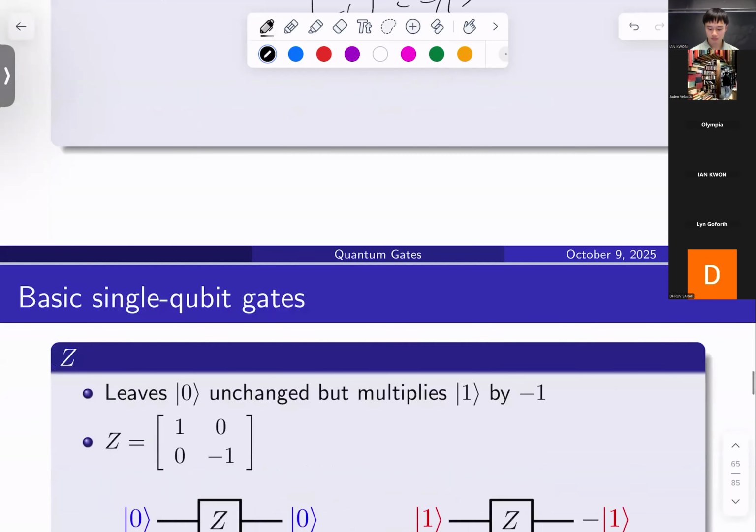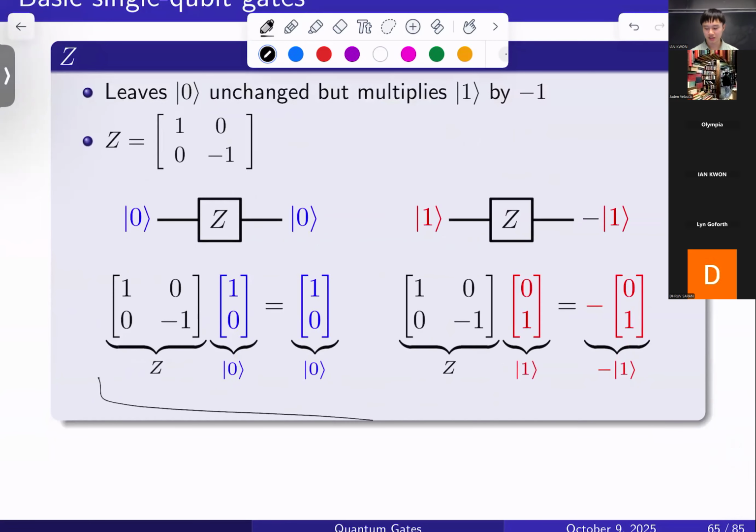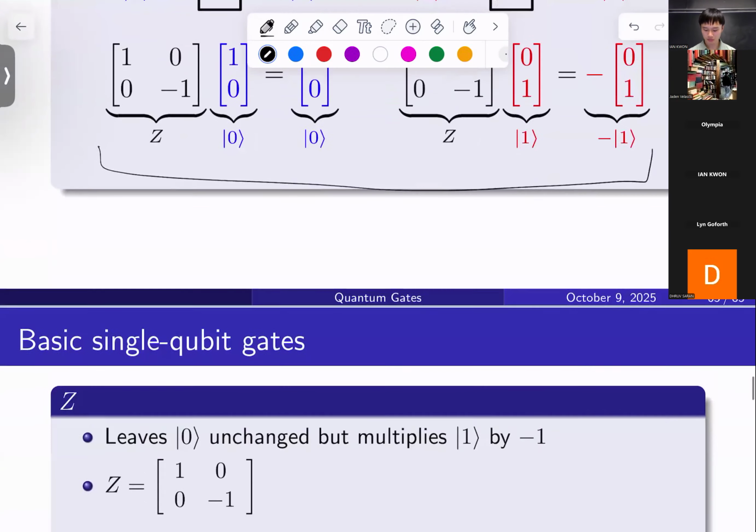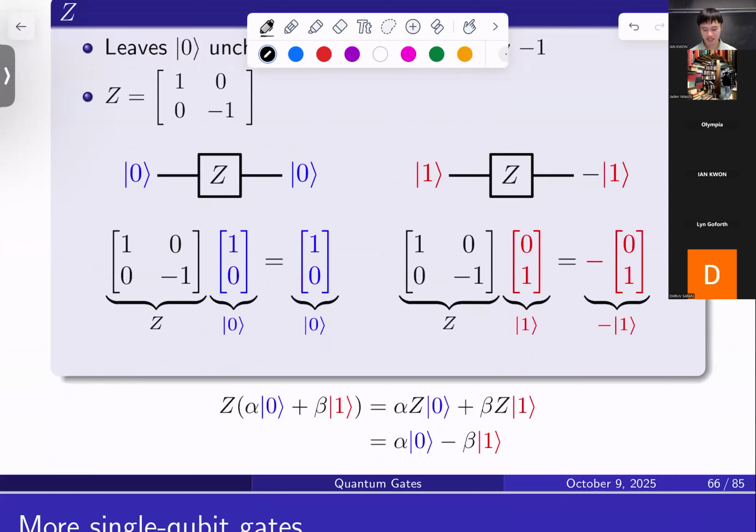If you want to do some computation, you can verify that this matrix acting on our state vectors does what I said it does. I won't go into it right now, it's just basic matrix multiplication. Then by linearity, if we have Z acting on our general state, when it acts on the 0 ket it doesn't do anything, but when it acts on the 1 ket it flips the phase. So you get alpha minus beta.